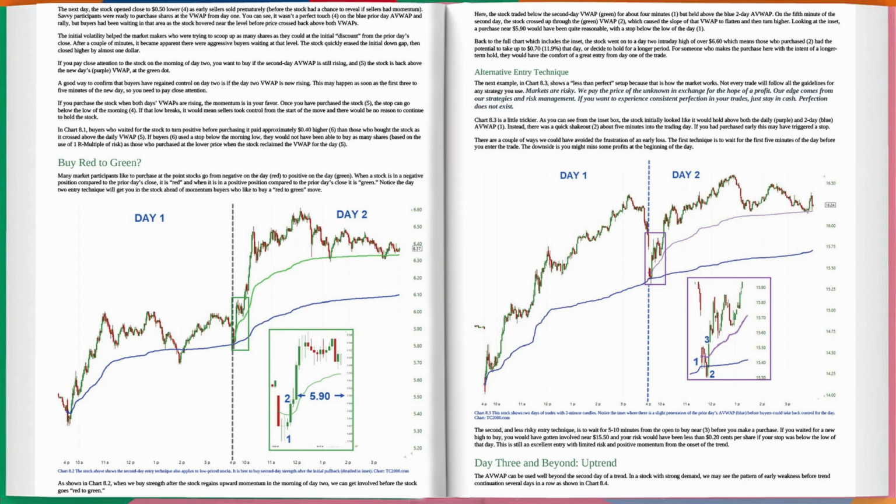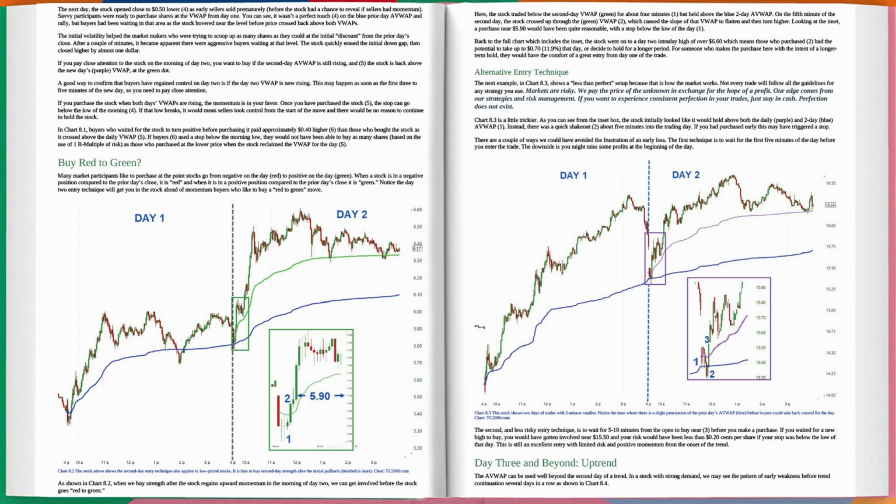The second, and less risky entry technique, is to wait for 5–10 minutes from the open to buy near 3 before you make a purchase. If you waited for a new high to buy, you would have gotten involved near $15.50, and your risk would have been less than $0.20 per share if your stop was below the low of that day. This is still an excellent entry with limited risk and positive momentum from the onset of the trend.